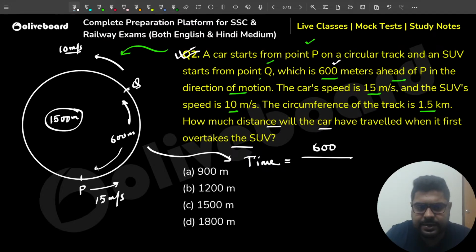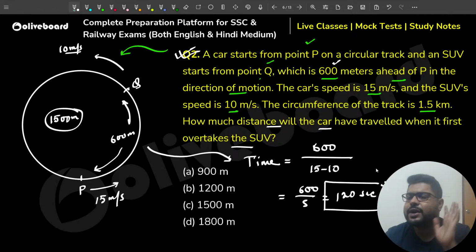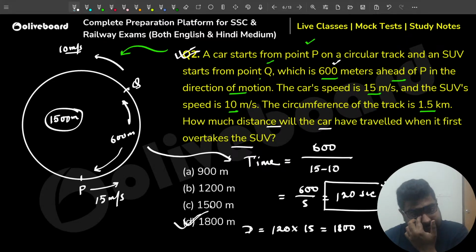Distance is 600 meters. And the relative speed will be, sir, 15 minus 10, which is 5. So 600 by 5, which is 120 seconds. Now, whatever distance the car travels during this 120 seconds, that's the distance we need. So distance will be how much, sir? 120 seconds time into speed. Speed of the car is 15. 15 12s are 180. So 1800 meters, option D is your correct answer. 1800 meters, option D is most definitely your correct answer.